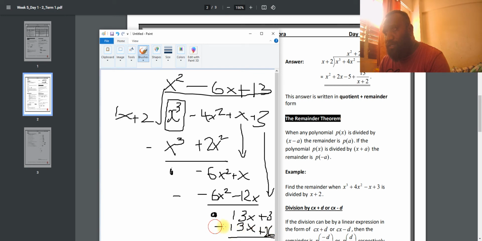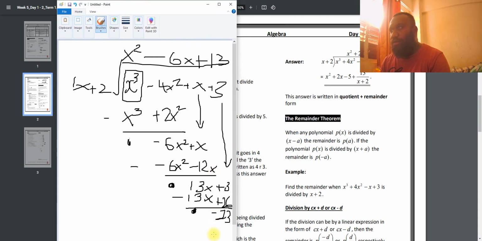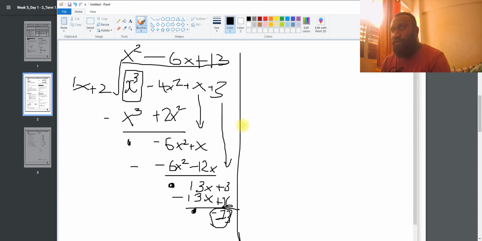Okay, and then we subtract, it gives us a 0 here, and then 3 minus a 26 is a negative 23. Okay, a negative 23. So our remainder is negative 23.